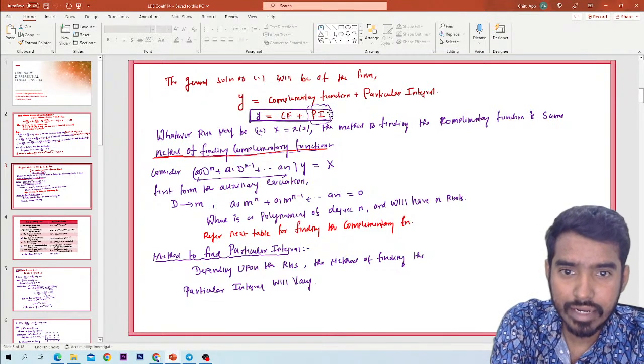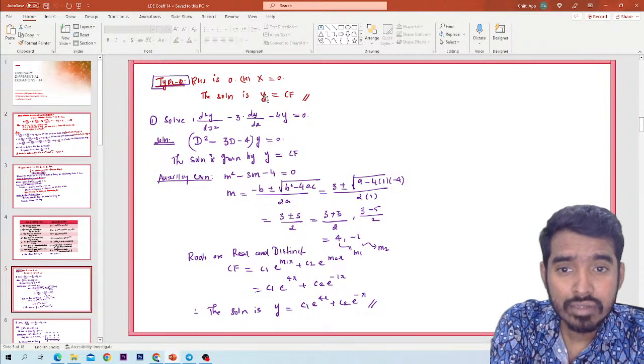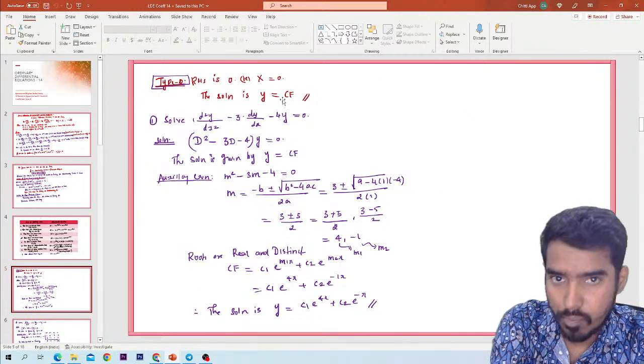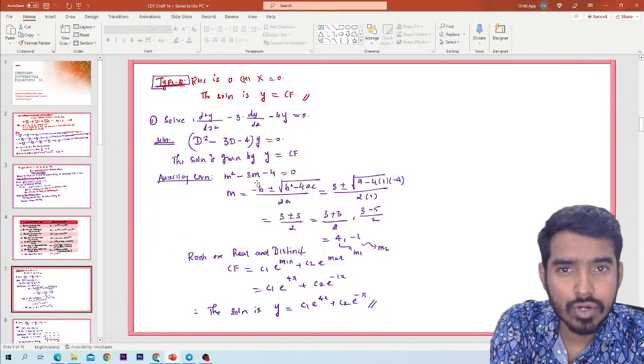PI means particular integral, right? So when your RHS is 0, the solution is given by y is equal to CF alone, right? So we have solved almost 10 to 12 problems based on this.